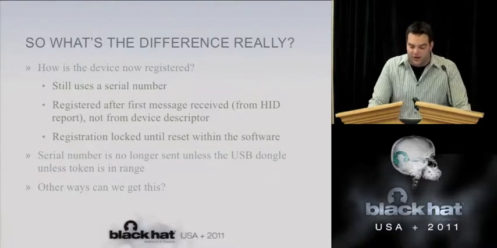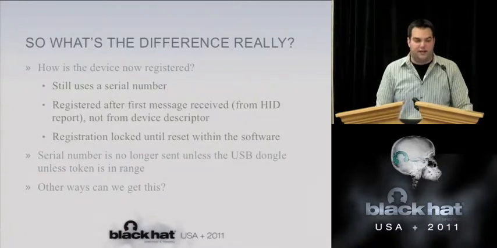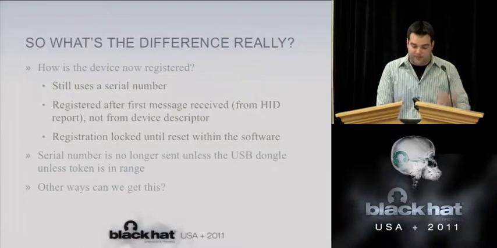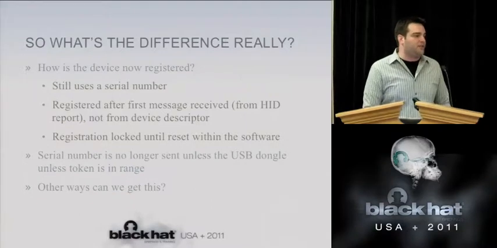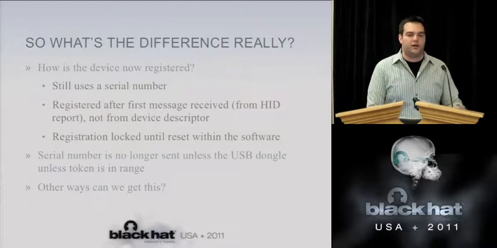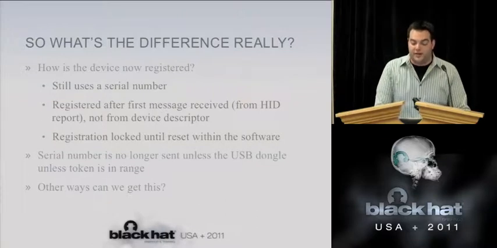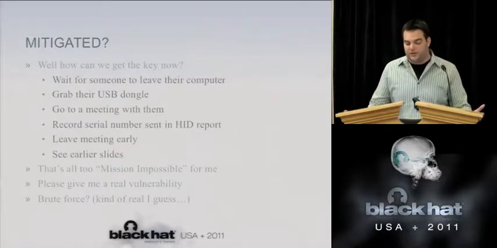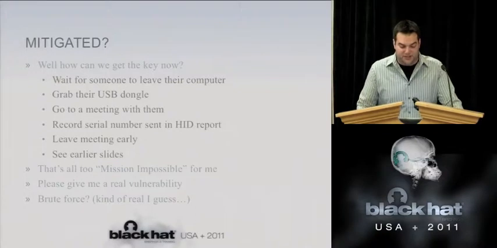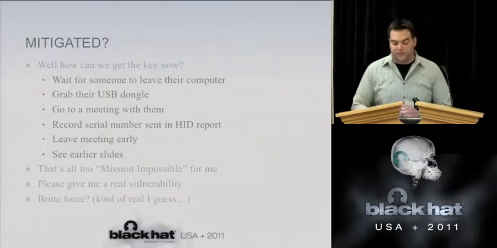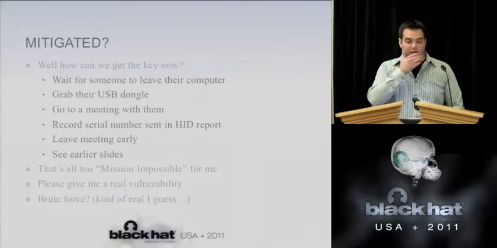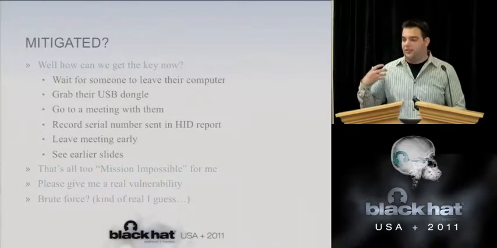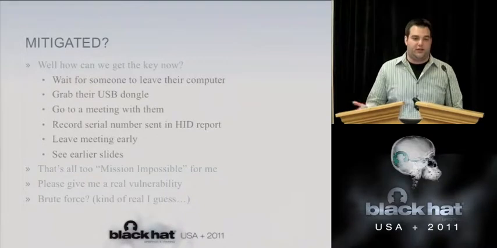So what are some other ways we could go about getting that serial number from the device? Obviously we know what we need to do once we've obtained it, so now it's just a matter of how. One way, and maybe it's not too far-fetched, just a little Mission Impossible, is to wait for someone to leave their computer and grab their USB dongle. They have their wireless token on themselves, walking around with it, transmitting to any device in range.